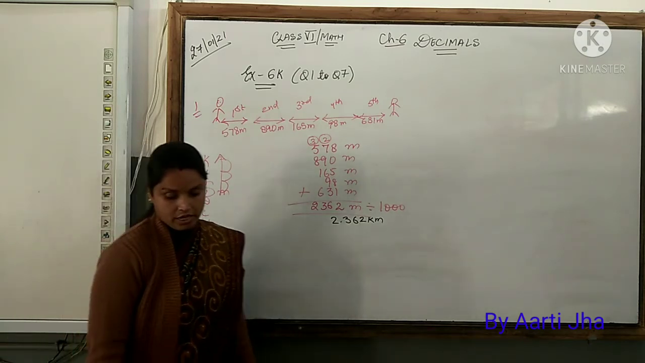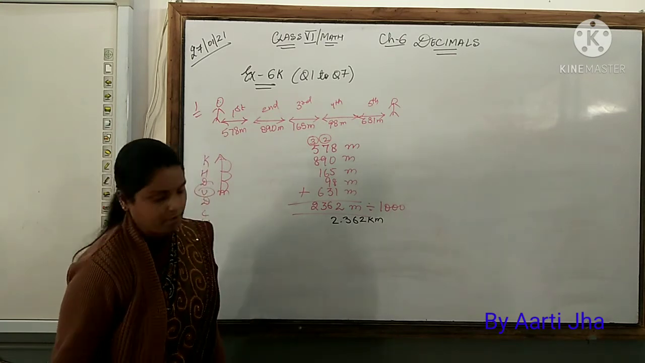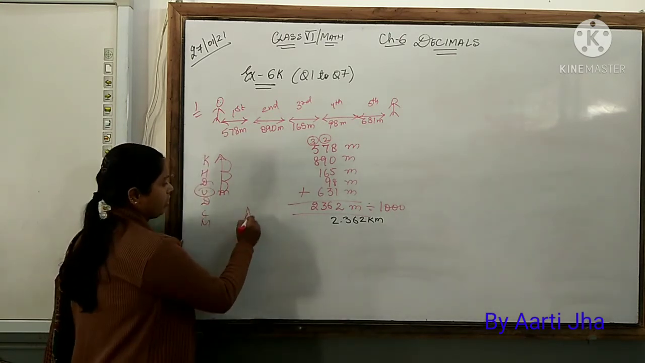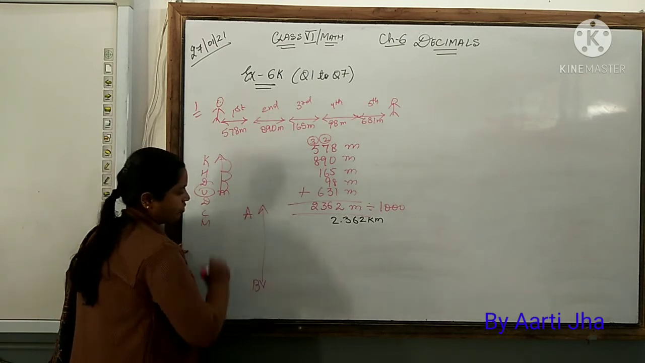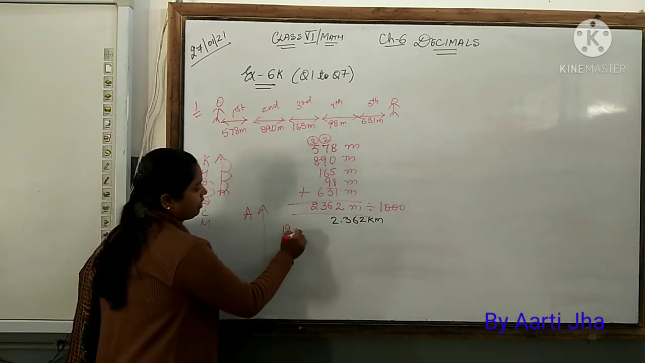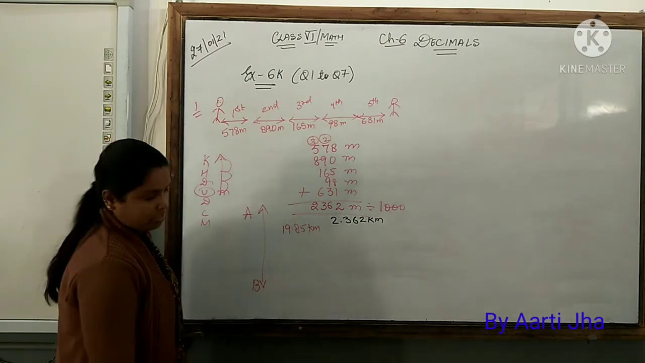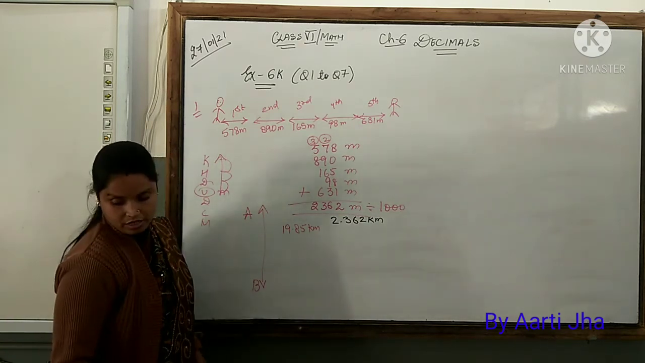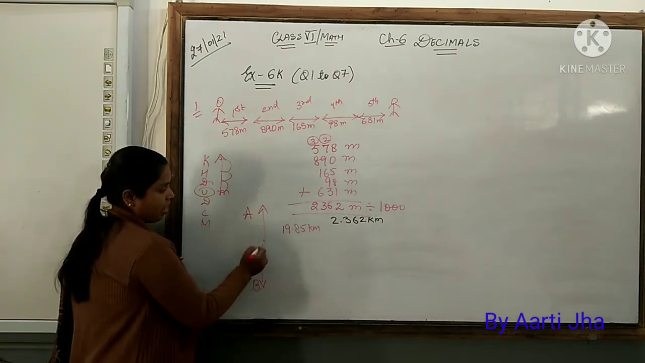Now question number 2 says, the distance from town A to town B is 19.85. This is the total distance we are talking about. This much is 19.85 kilometer in total. Now, of this distance, children, this part is downhill, this is uphill, and this is level.